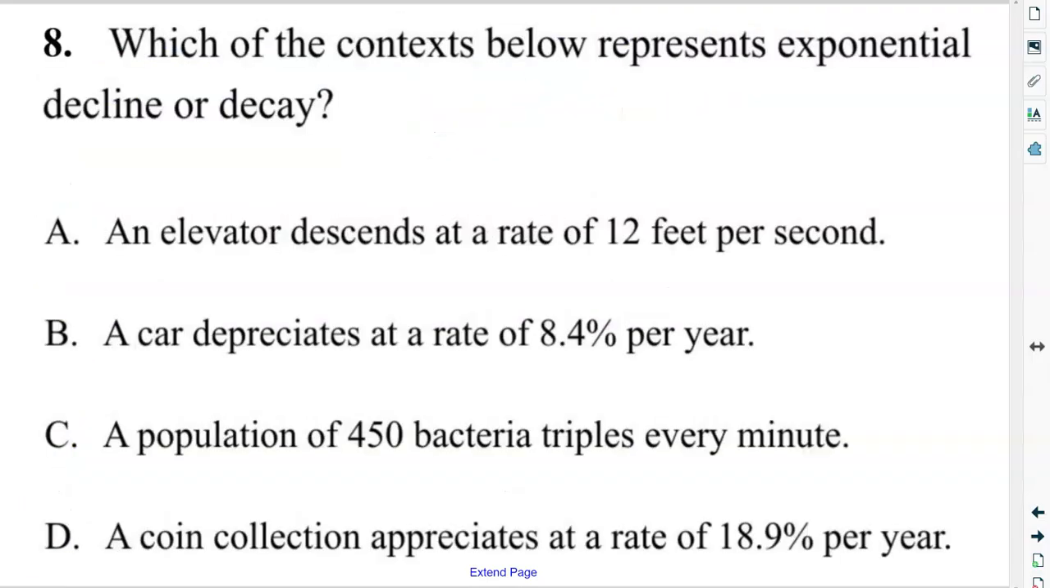Which of the contexts below represent exponential decline or decay? So it could be exponential, but it has to be decline or decay. It has to go down. All right, an elevator descends at a rate of 12 feet per second. 1 second, 12. Another second, 12. You're adding, or in this case subtracting, 12 each time. That's not exponential. So A wouldn't work. You're subtracting 12 or adding a negative 12 each time.